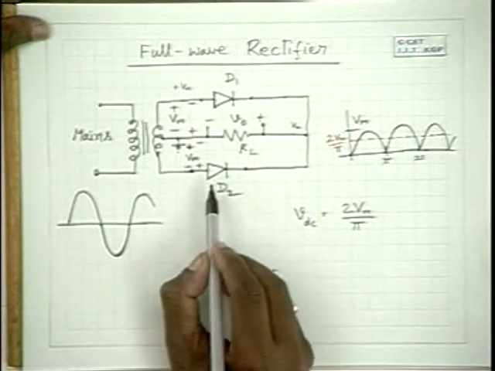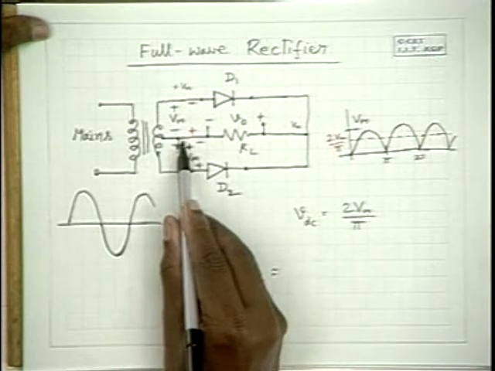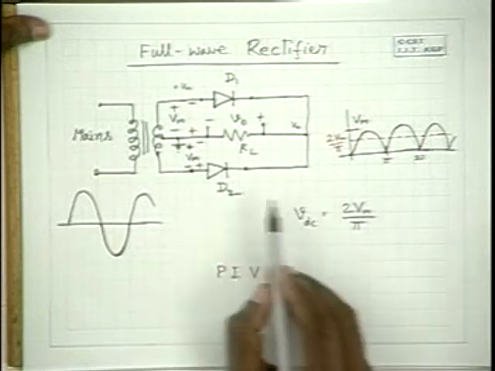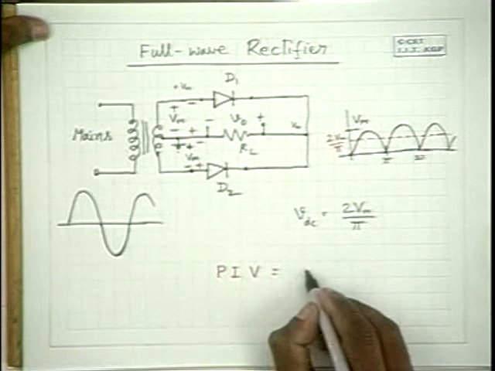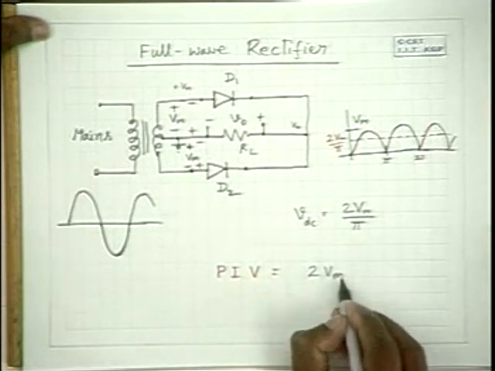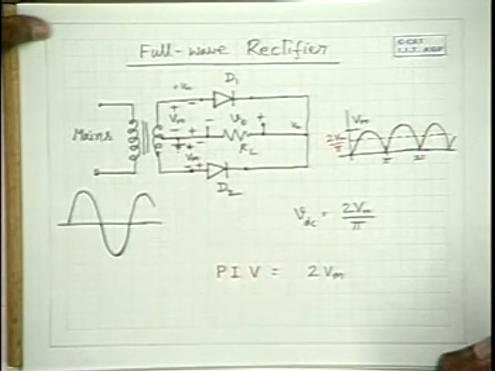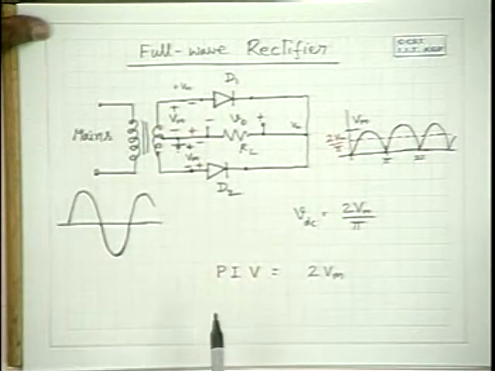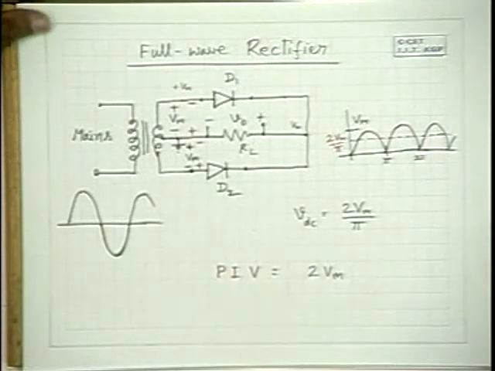What about this diode? This side is minus Vm compared to this ground, and this side is plus Vm compared to the ground. Therefore, how much is the peak inverse voltage across D2? Twice that, so it is naturally 2 Vm. During the positive half cycle, D2 has a reverse potential of 2 Vm. And the same thing happens with D1 during the negative half cycle. The symmetry. Therefore, the peak inverse voltage in this case is 2 Vm.